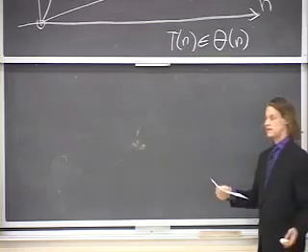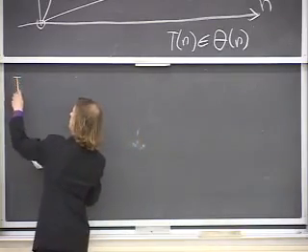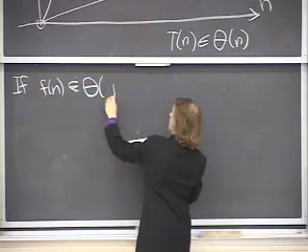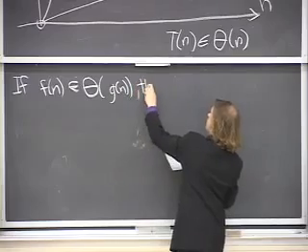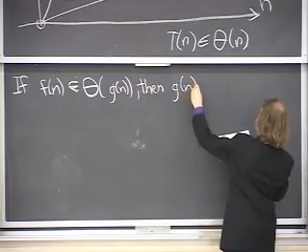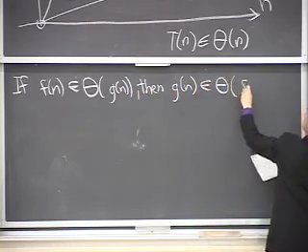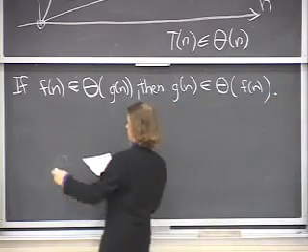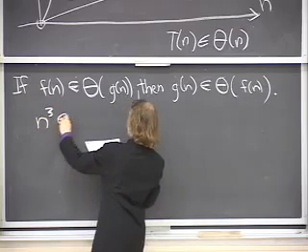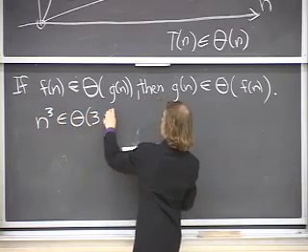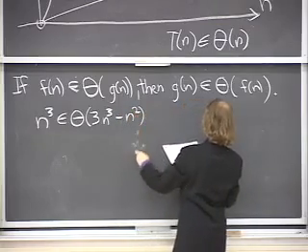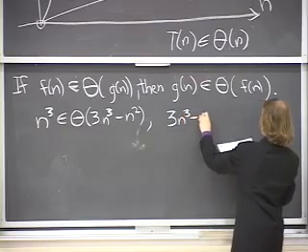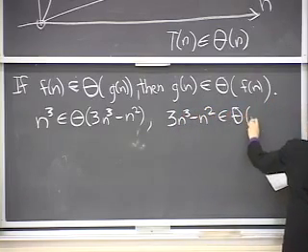One thing you should know about theta is that it's symmetric. So if f of n is in theta of some other function, g of n, then g of n is in big theta of f of n. So to give you some examples, n cubed is in big theta of 3n cubed minus n squared. And the reverse is true as well. 3n cubed minus n squared is in big theta of n cubed.